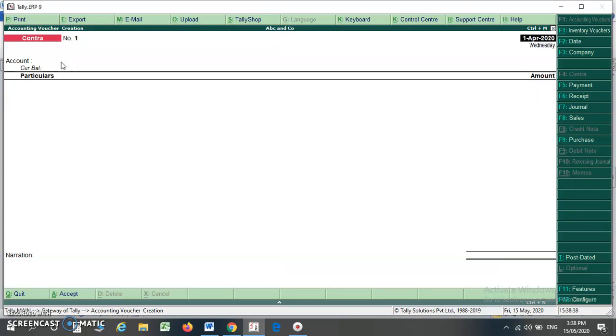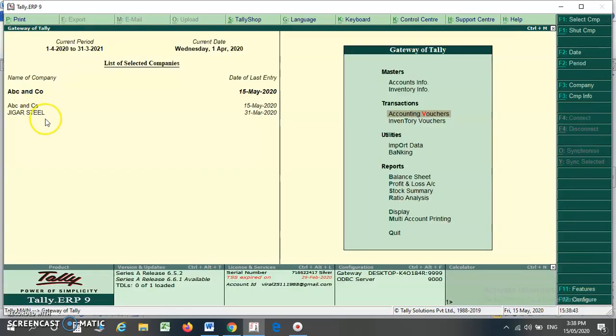In this way you can enter your transactions of receipt, payment and contra in a single entry mode. So I hope you will understand this. In the next video we will discuss another feature about Tally.